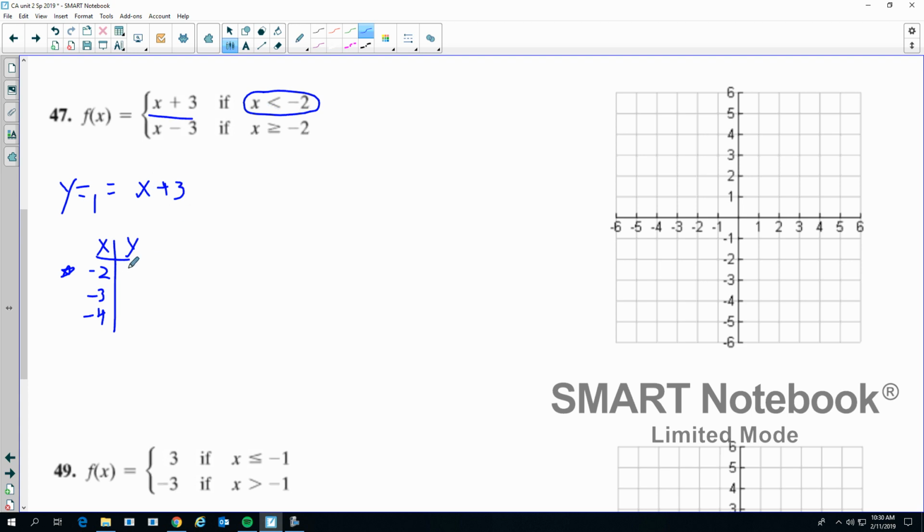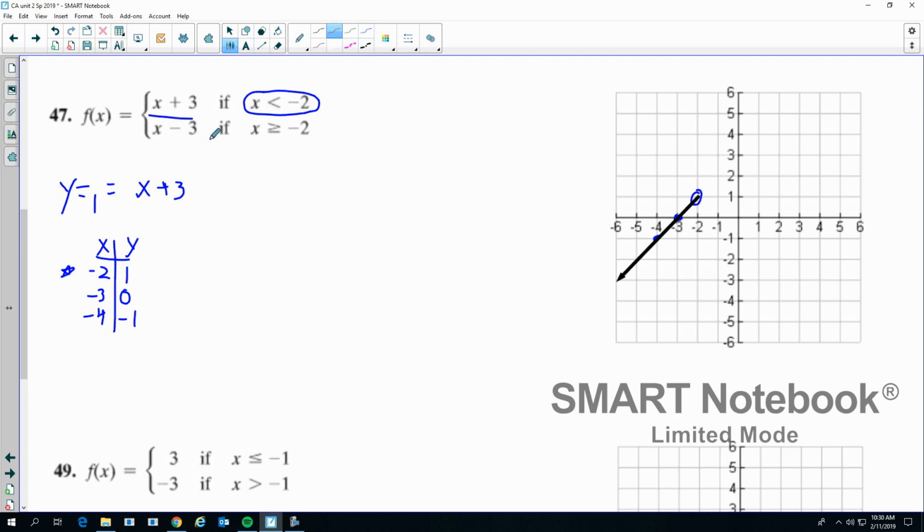So -2 plus 3 is 1. -3 plus 3 is 0. -4 plus 3 is -1. So I've got this right here. So open circle at -2, 1. I'm going to do an open circle. And then -3, 0, and -4, -1. Then I go ahead and draw my line. There we go. So that's the first part.